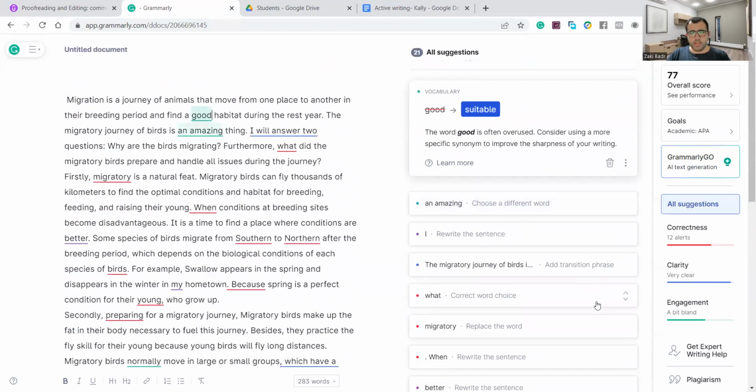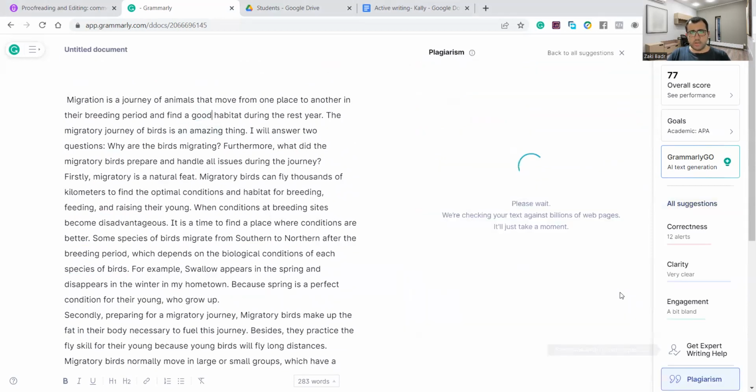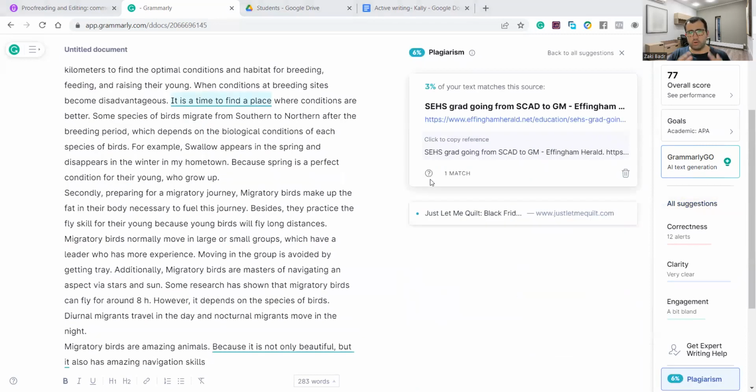There's a good thing about Grammarly: it has a plagiarism checker. Plagiarism means you copy your writing from another source, and this is not good. The higher the percentage, the worse your essay score will be if you're a student. And if you're a teacher, it would be a helpful tool to check whether your students copy from Google or not.